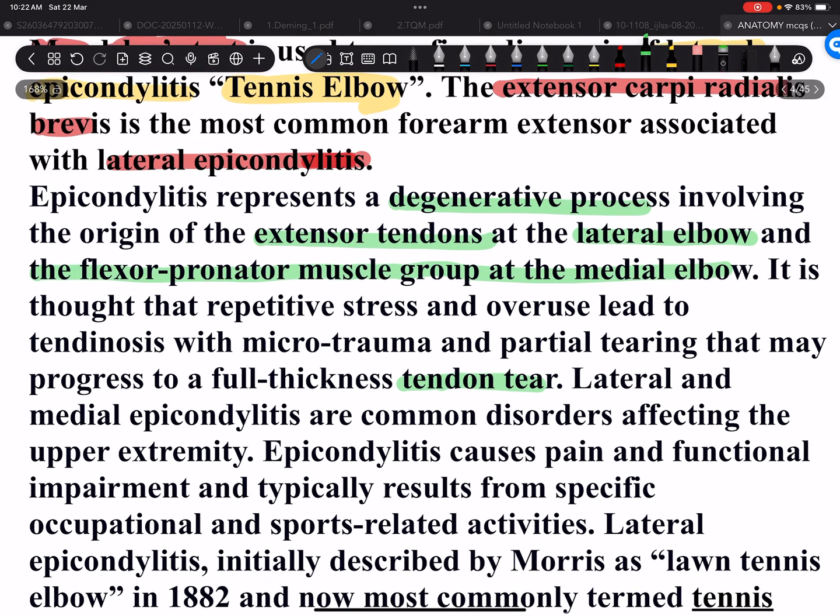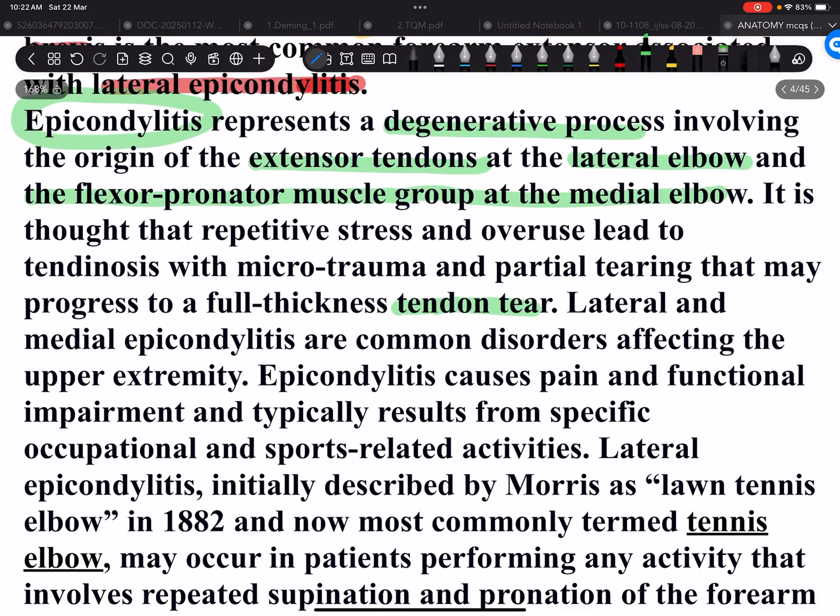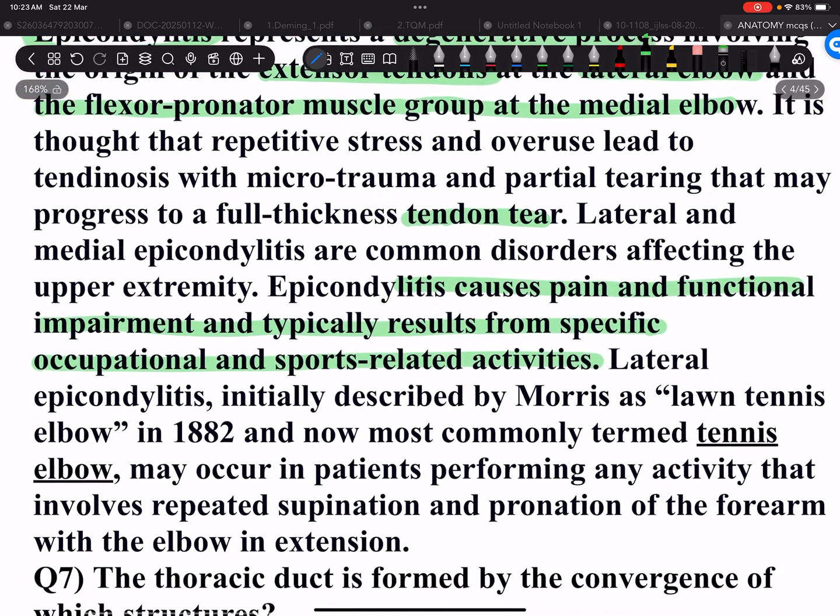So what causes epicondylitis? Lateral and medial epicondylitis are common disorders affecting the upper extremities. Epicondylitis causes pain and functional impairment and typically results from specific occupational and sports related activities. A person who plays sports gives continuous stress to their muscles and tendons, and then it occurs.